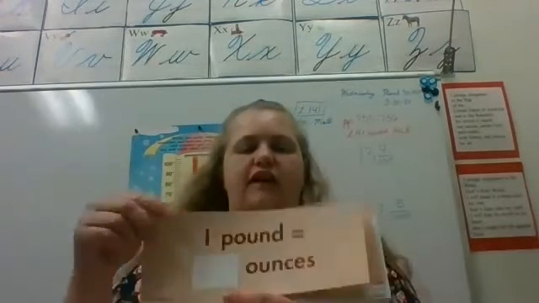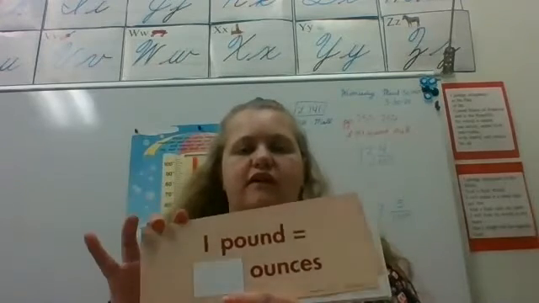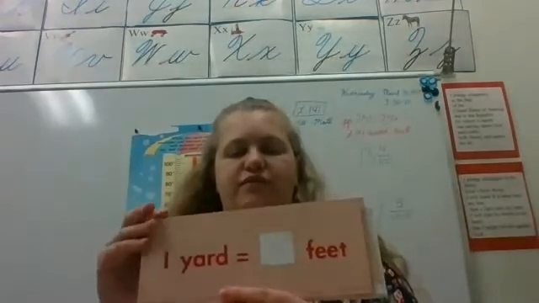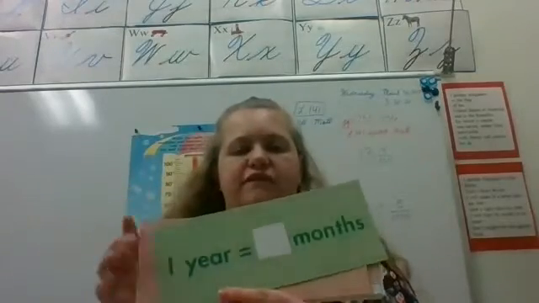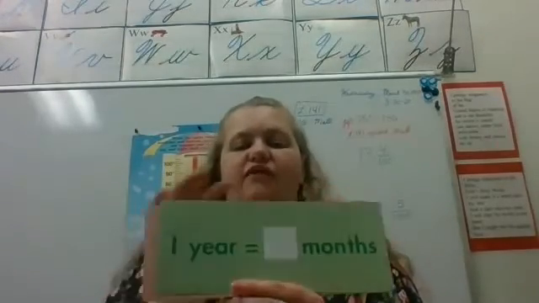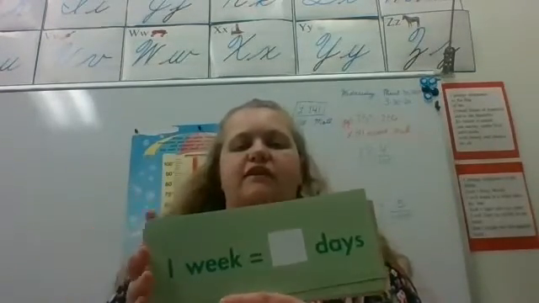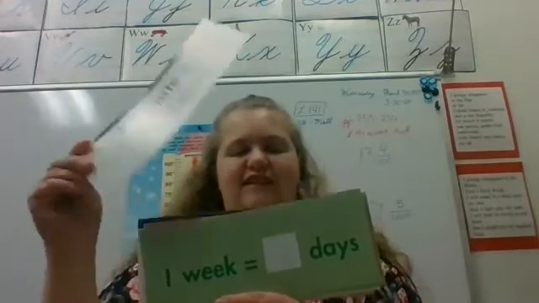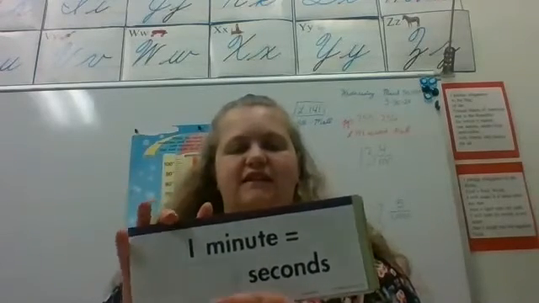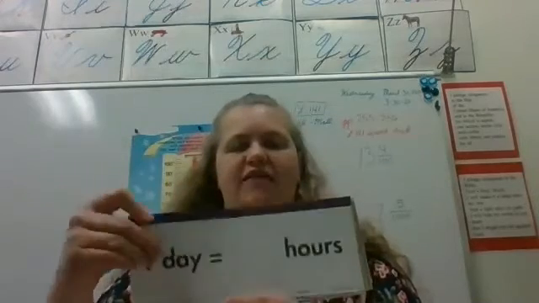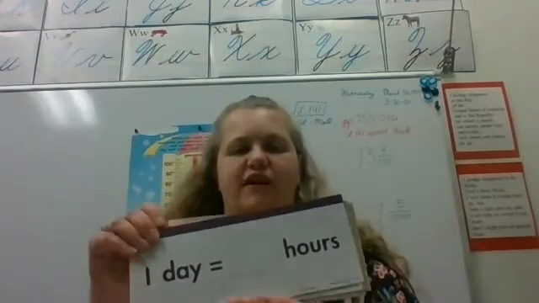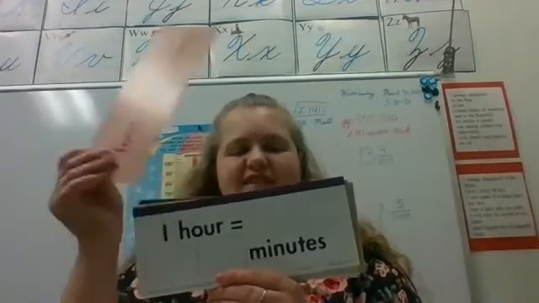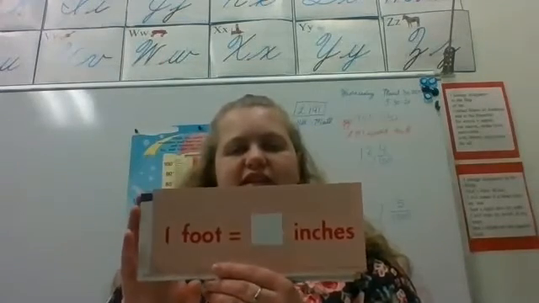36, very good. Ounces in a pound. 16. Feet in a yard. 3. Months in a year. That would be 12. Days in a week. 7. Seconds in a minute. 60. Hours in a day. 24. Minutes in an hour. 60.